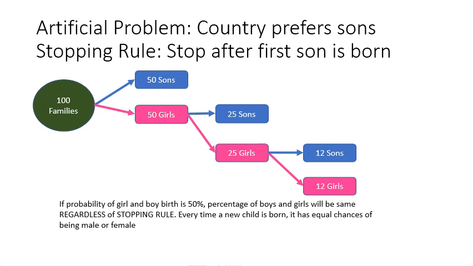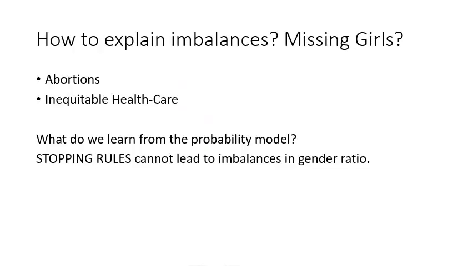So even though people prefer sons, and they are trying to get one son, this stopping rule does not lead to gender imbalance. Regardless of what stopping rule they use, if they want to get 2 sons or 3 sons and they ignore girls, or whatever they do, just by changing how many children they have, they cannot change the ratio of the genders. So we see huge imbalances in female and male children. So what accounts for that? One thing we understand is that our probability model shows us that it cannot happen just because people stop having children after having sons, or they want to have a particular number of sons.